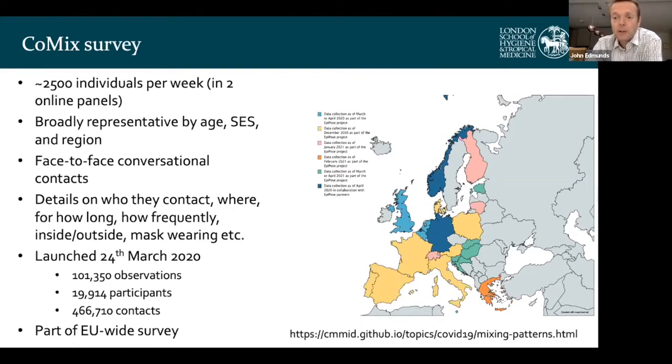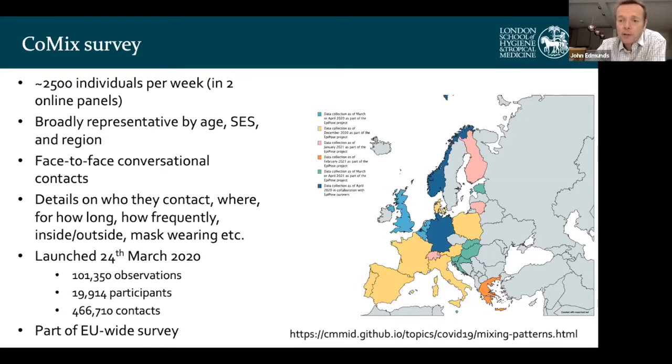We started on the 24th of March, the first day of the first lockdown. We were desperate to get in before, but we couldn't quite make that. And over the first year of the survey, we had about 20,000 participants in total who recorded, with over 100,000 observations, the best part of 500,000 different contacts in the survey.